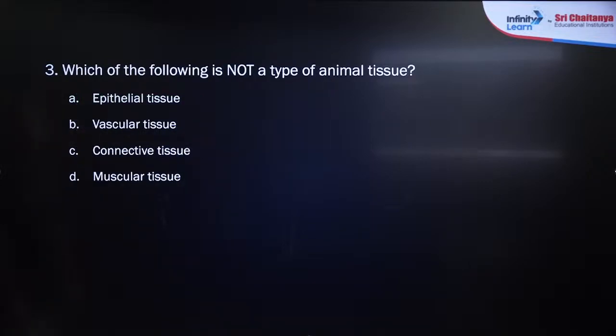Now the next question, students: which of the following is not a type of animal tissue? Which of the following will not be a type of animal tissue? A, epithelial tissues, B, vascular tissues, C, connective tissues, or D, muscular tissues?